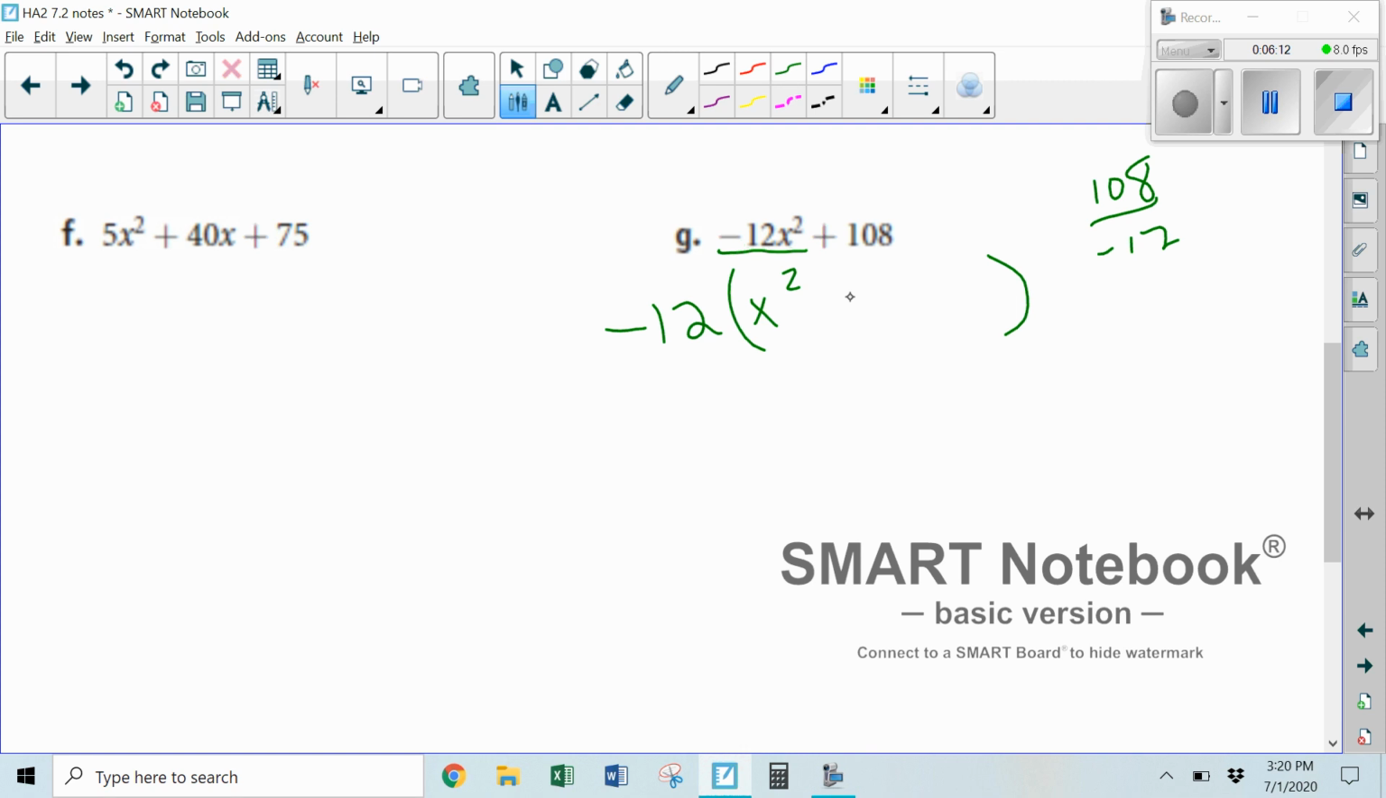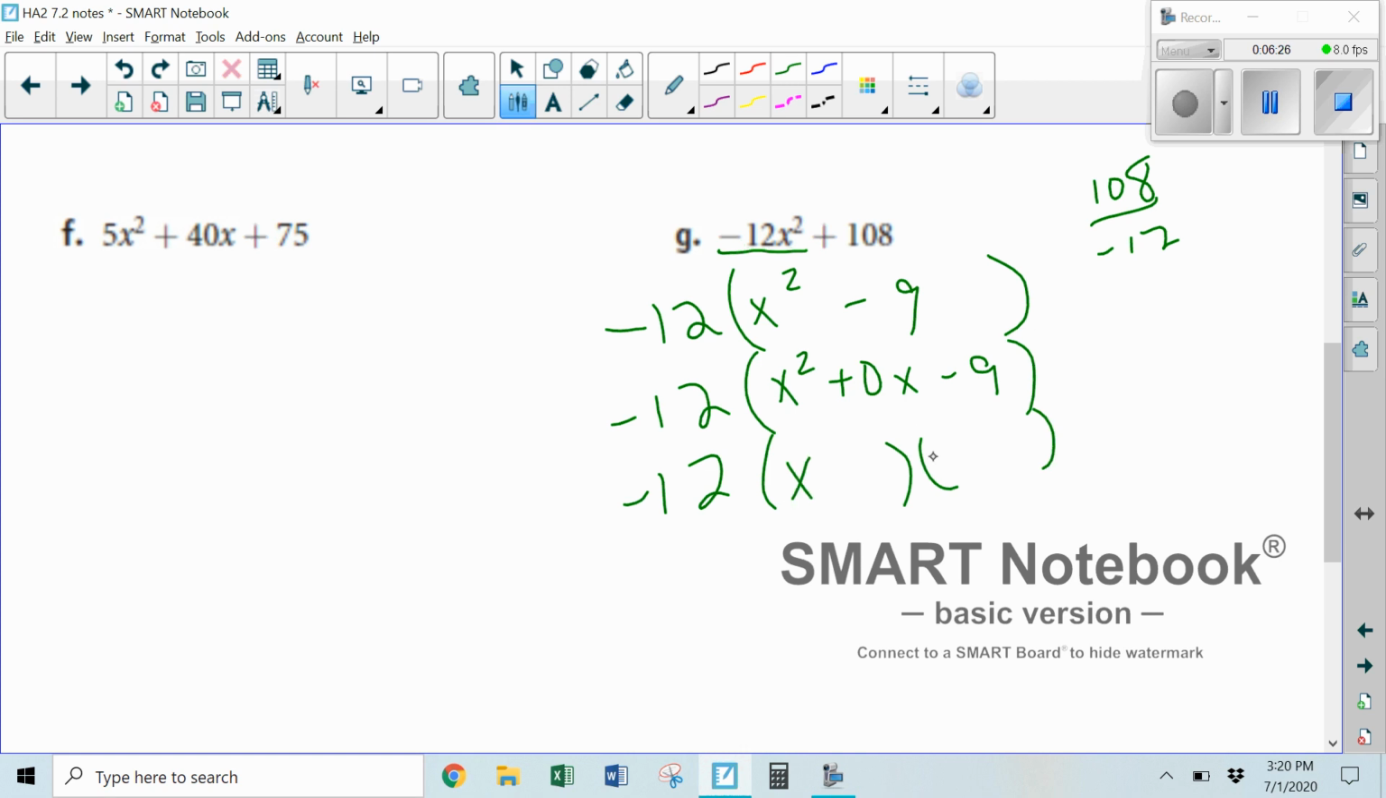You get negative 9. Now let's factor that further. Remember, this is the same as x squared plus 0x's minus 9. So what multiplies to negative 9 and adds to 0? Positive 3 and a negative 3. Those are my factors.